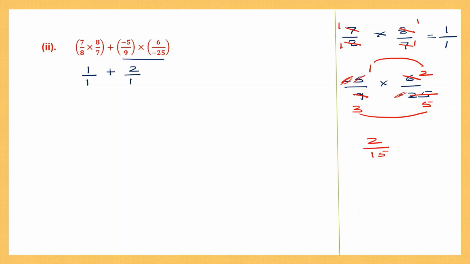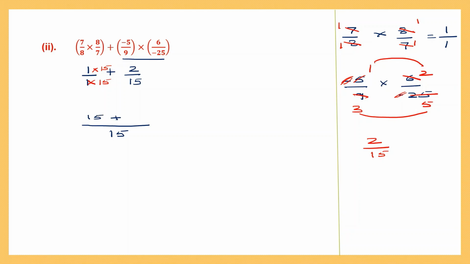2 by 15. So we have to add 1 by 1 plus 2 by 15. So our LCM here of the denominators 1 and 15 will be 15. Whenever you have 1 as one denominator, the other denominator will automatically become the LCM. So now let's go to the first fraction 1 by 1. 1 into 15 is 15. So multiply this into 15. So 1 into 15 is 15 here.